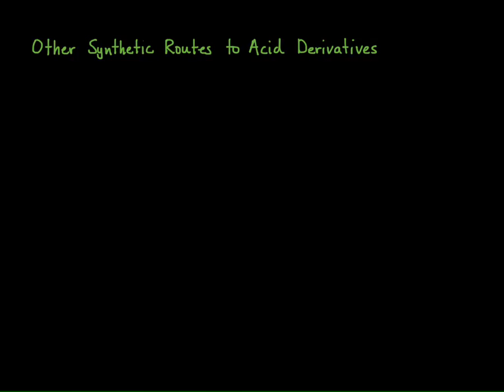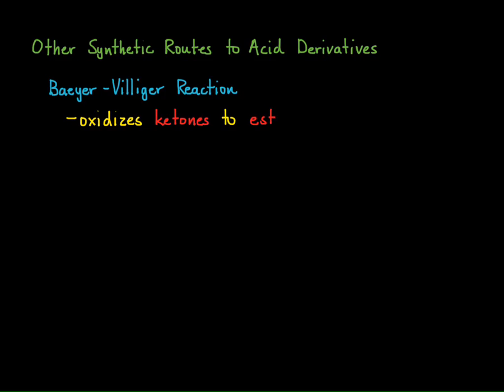In this video, we're going to discuss other ways of making carboxylic acid derivatives. And the first reaction we're going to look at is called the Baeyer-Villiger oxidation. So it oxidizes ketones to esters, and it can oxidize aldehydes to carboxylic acids.